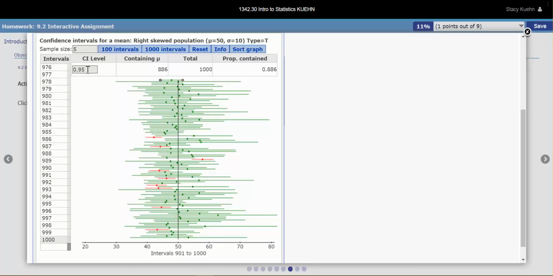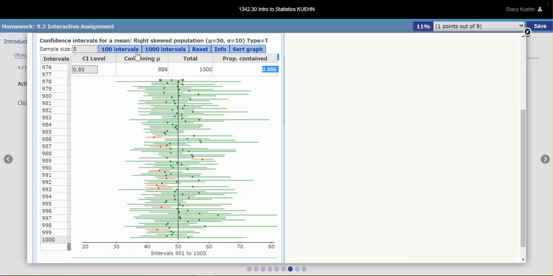So if I look at 1,000 of these intervals, here is just a simulation. Notice that my confidence interval says that I should have 95% of these intervals that contain my mean. Now look at what percent is actually containing my mean, mu. So only 0.88 or 89% of the intervals actually contained the population mean.